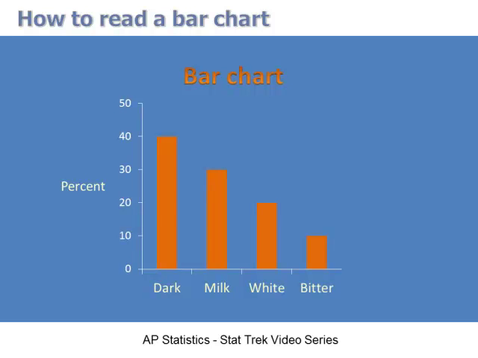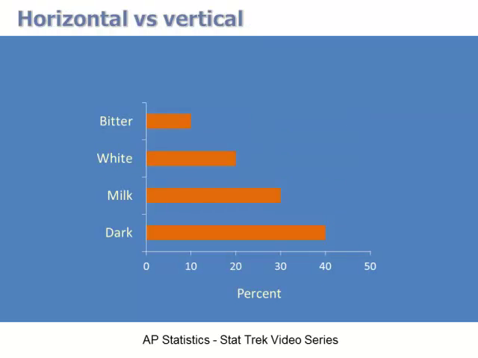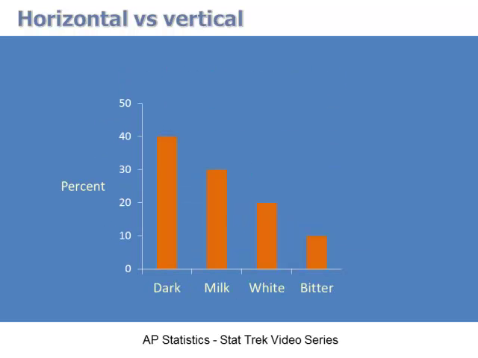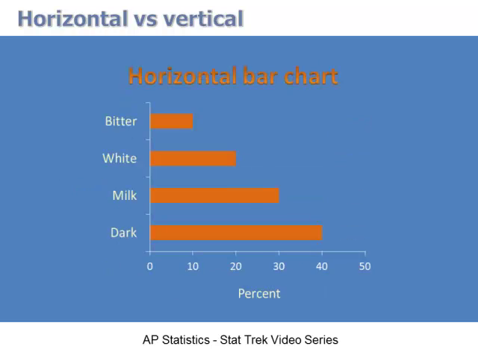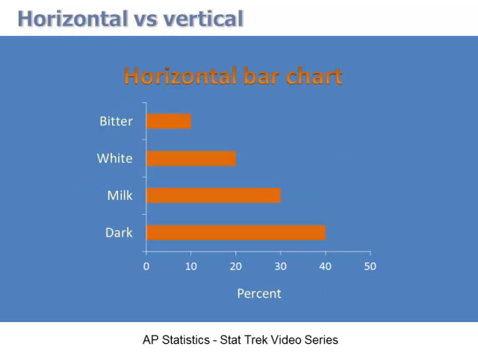We built this bar chart with vertical bars, but it would have been equally correct to build it with horizontal bars, like this. When the bars on a bar chart are horizontal, the chart is sometimes called a horizontal bar chart. And when the bars are vertical, the chart is sometimes called a vertical bar chart. The bottom line is, you can design your bar chart to have vertical bars or horizontal bars. Either one is correct.